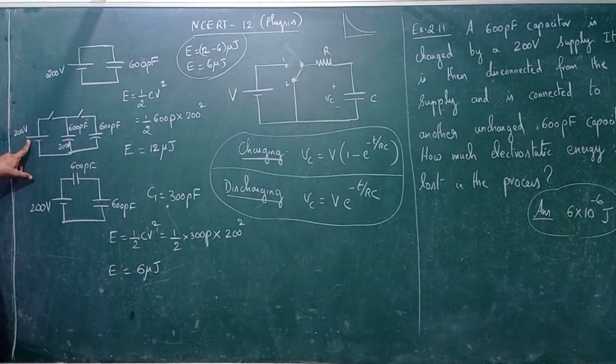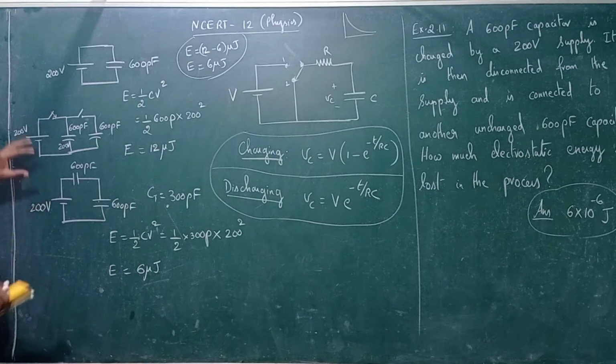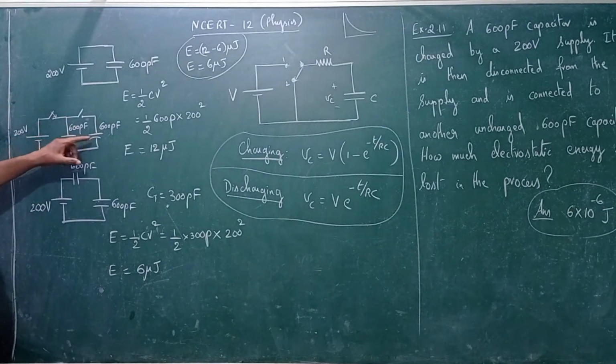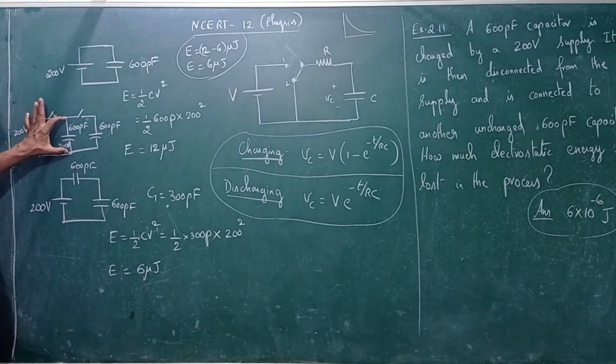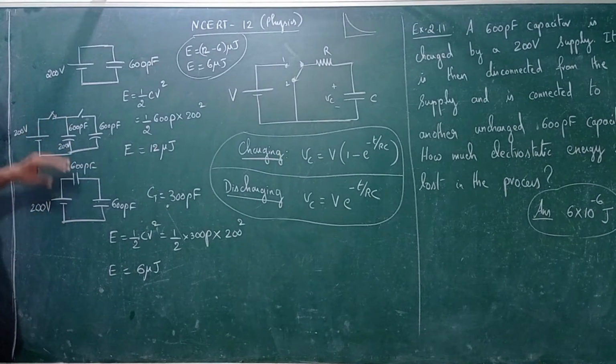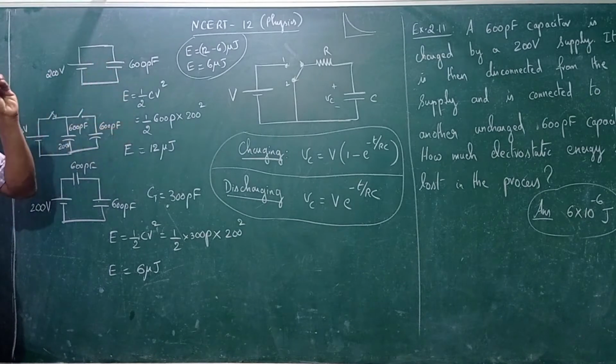200 volts. This switch is open, this switch is closed. So this circuit is open now. That means you have a capacitance here, 600 picofarad. This 200 volts just gets across this 600 picofarad capacitor. That's what I have drawn here, and this happens within no time.